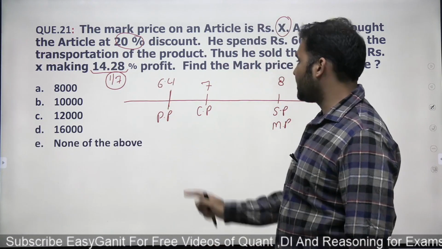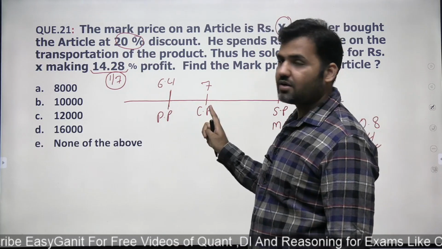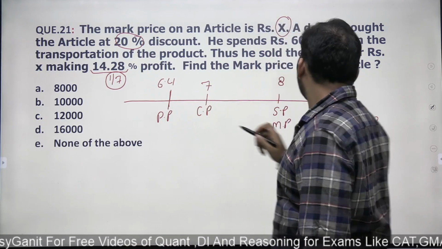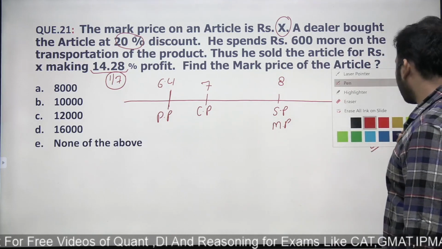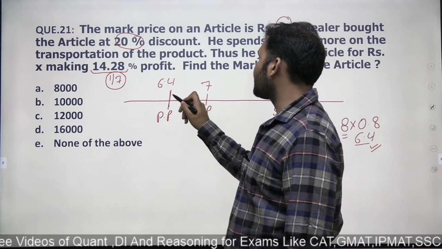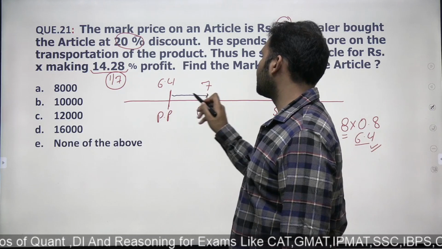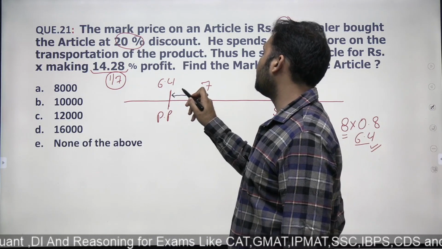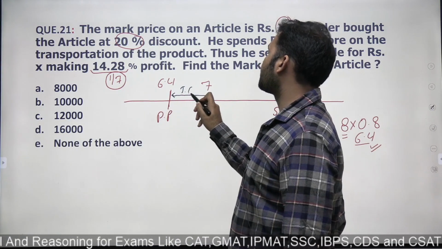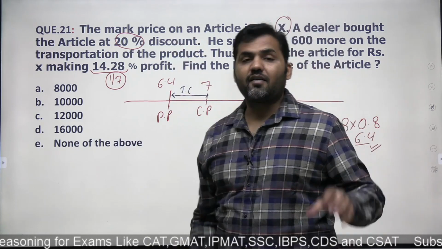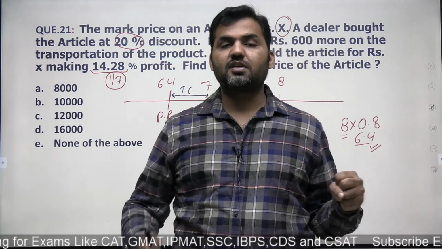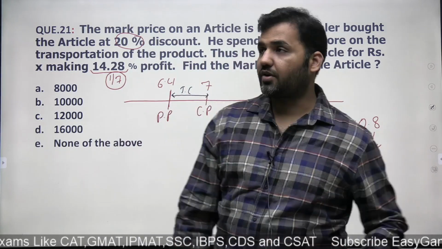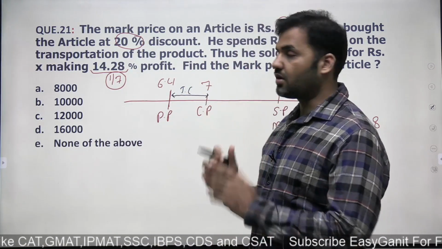Now you see that my purchase price is 6.4 but my final cost price is 7. So this gap that is created between the purchasing price and the cost price, that must be because of transportation cost, right? This gap is basically my transportation cost. Why? Because in the question it is given that after purchasing the product at 20% discount, you're spending something on the transportation, right? That is increasing your cost.